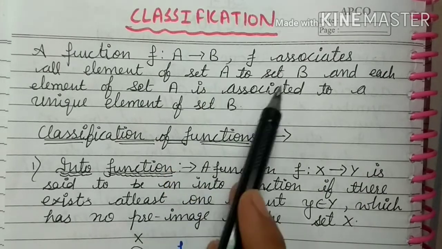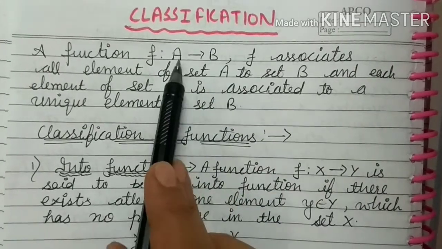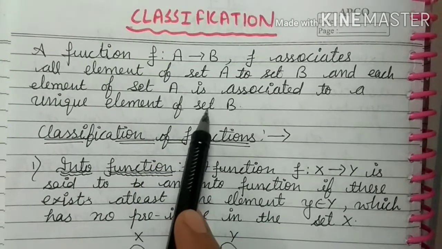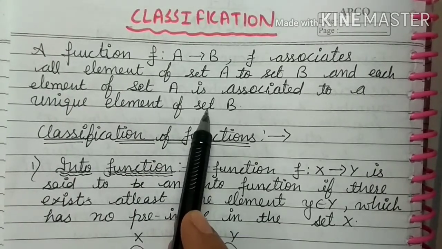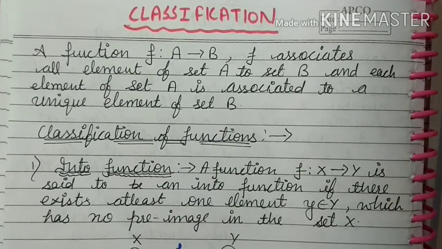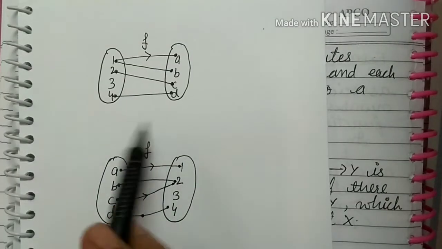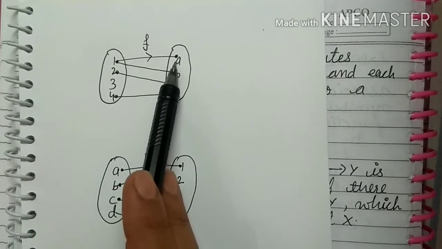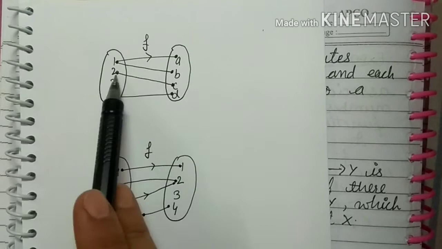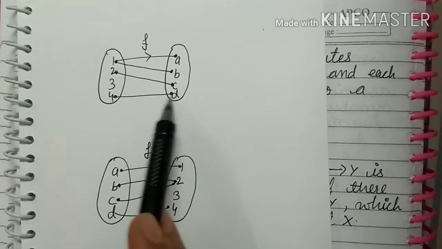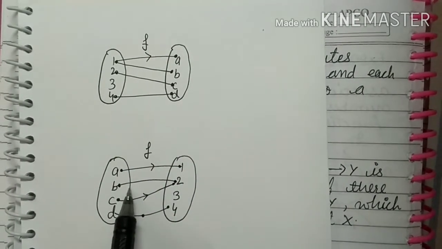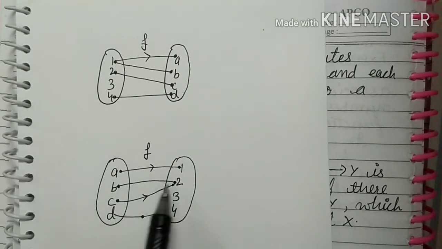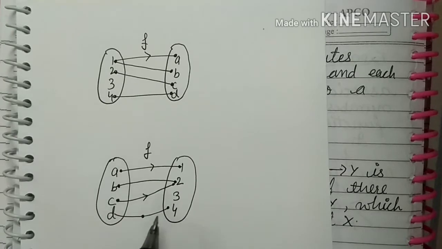Again we are saying that each element of set A, that is, any element of the first set, will be attached to, associated with, a unique element of B. For example, in this arrow diagram we can see that image of 1 is A, image of 1 is B, image of 2 is C, image of 4 is D. In the next arrow diagram, we can see that image of A is 1, image of B is 2, image of C is 2, image of D is 4.